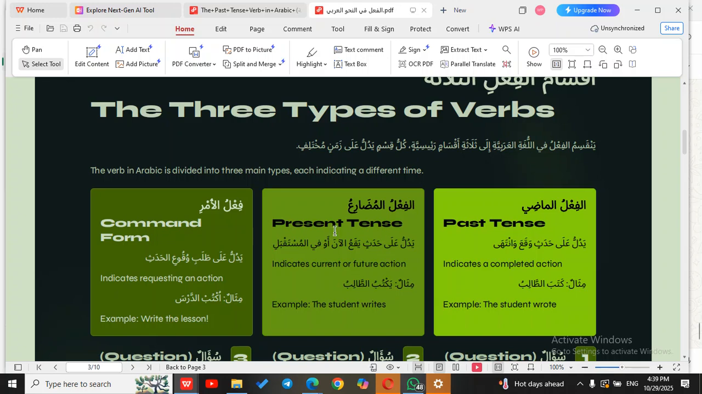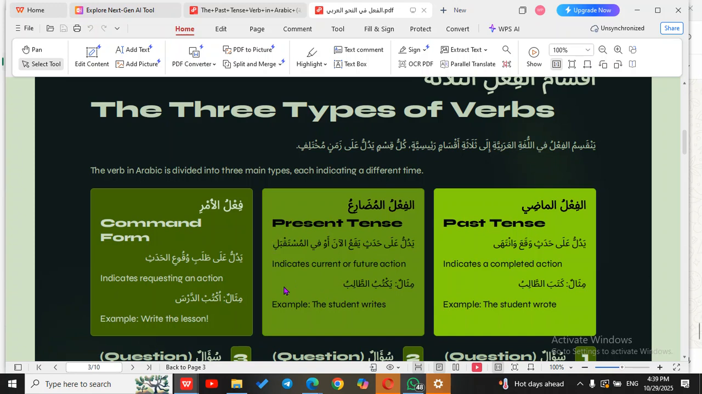الفعل المضارع present tense يدل على حدث يقع الآن أو في المستقبل، يعني يقع في الحاضر أو المستقبل. مضارع which is present tense indicates current or future action. مثل يكتب الطالب, example, the student writes, or writing, or will write, something that you are doing or that you are going to do later. That is present tense, which is fi'l mudari.